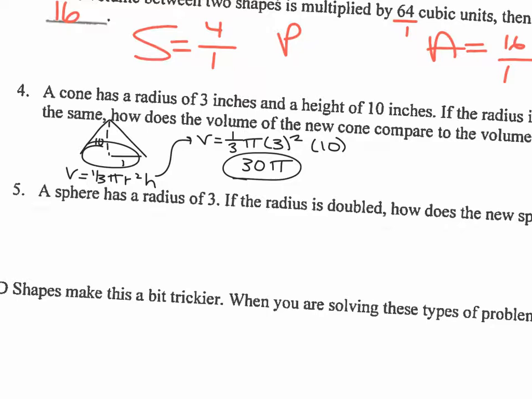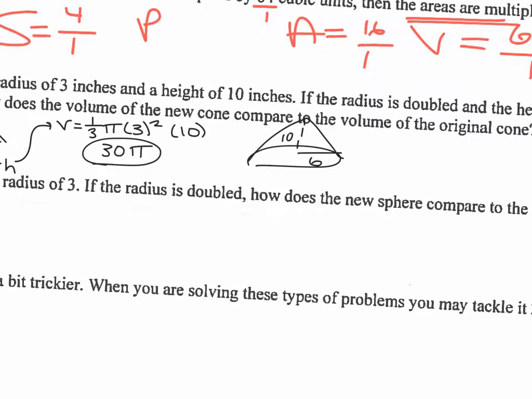It says for the next cone the radius is doubled, but the height remains the same. So, okay, here's my next cone. My radius is doubled, so 3 doubled is 6. My height remains the same, so it's still 10. So now the volume of this is 1/3 pi, my radius is 6 squared, my height is 10. So 6 squared is 36. 1/3 of 36 is 12. 12 times 10 is 120 pi. That's that volume. So, how does the volume of the old cone compare to the new cone?